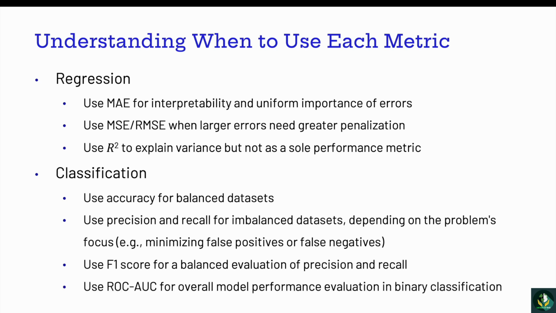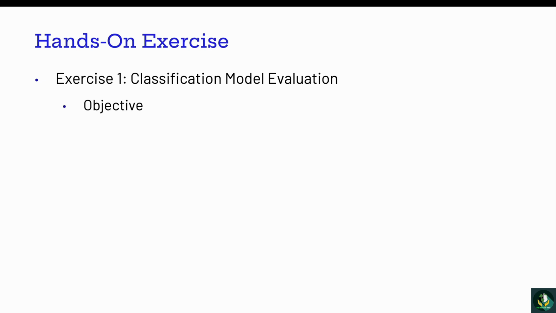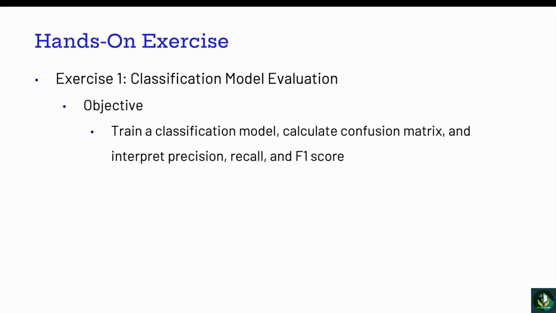And we use ROC AUC for overall model performance evaluation in binary classification. Let's jump into the hands-on exercise. Today, we'll be doing two exercises. Exercise 1 will be classification model evaluation, where the objective is to train a classification model, calculate the confusion matrix, and interpret precision, recall, and F1 score. The dataset we'll be using here is the IRIS dataset, focusing on binary classification tasks, for example, classifying one species versus others. So let's get started.